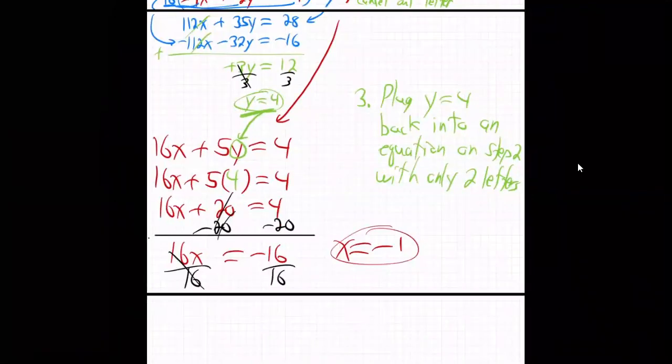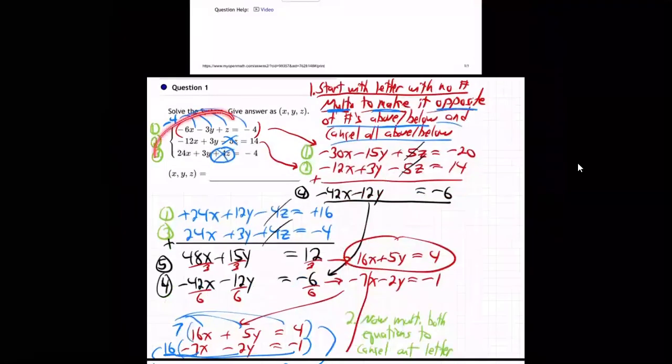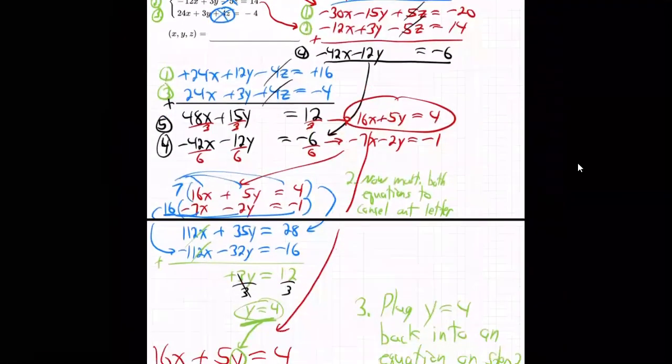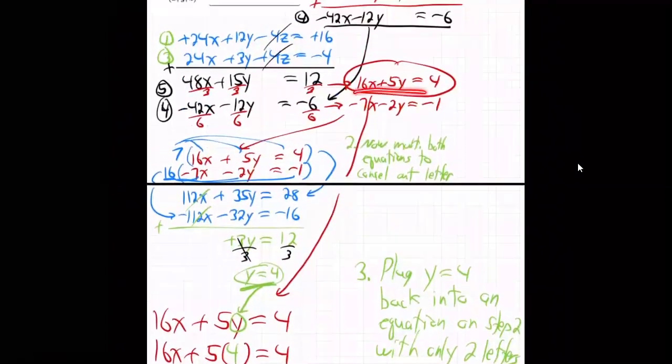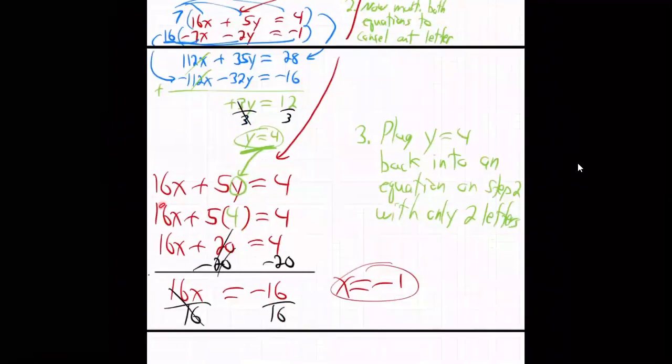Now, you see what we did there? We went back into step 2 and grabbed, I didn't go all the way back to these guys that had 3 letters. I just went back to step 2 where they just had 2 letters, x and y. Grab either one. Either you could grab the first one or the second one. It doesn't matter. Let's grab the first one. Plugged in y, got x. So now I've got x, I've got y.